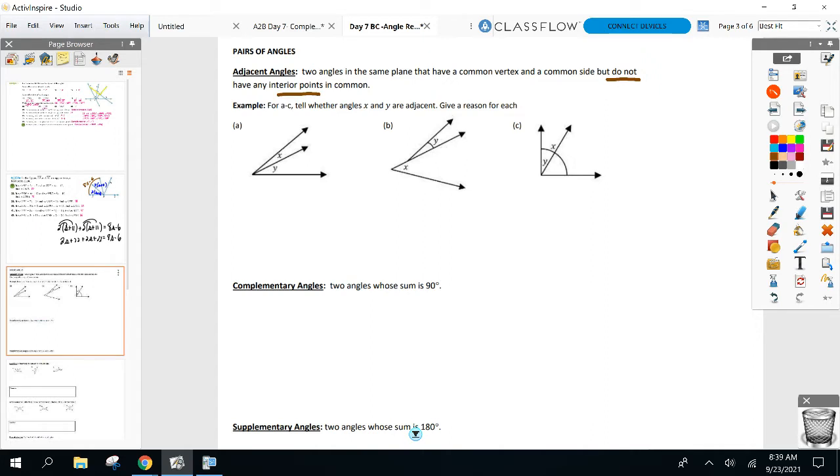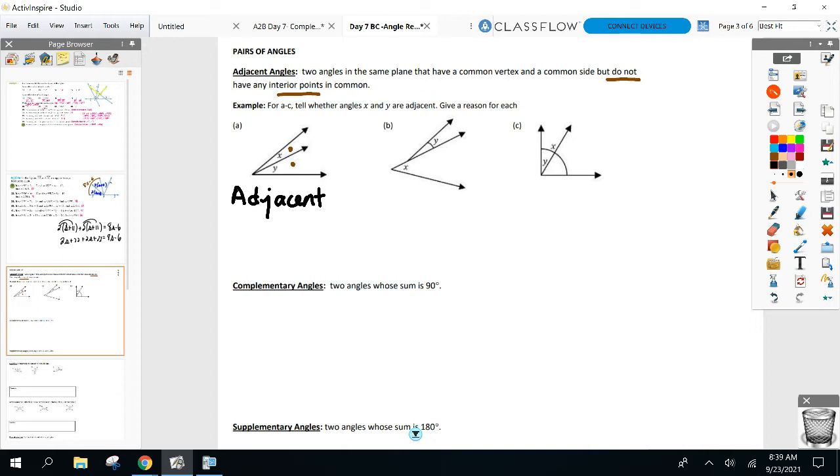Ready? Everyone put a point inside angle X for me. Just put a random point inside angle X. Is that point also in Y? No. Can you put a point that's in both at the same time? No. So that means they have no interior points in common, where you cannot put a point anywhere where it's in both angles at the same time. Okay? So these two are adjacent. They share a vertex, they share a side, and no interior points in common.